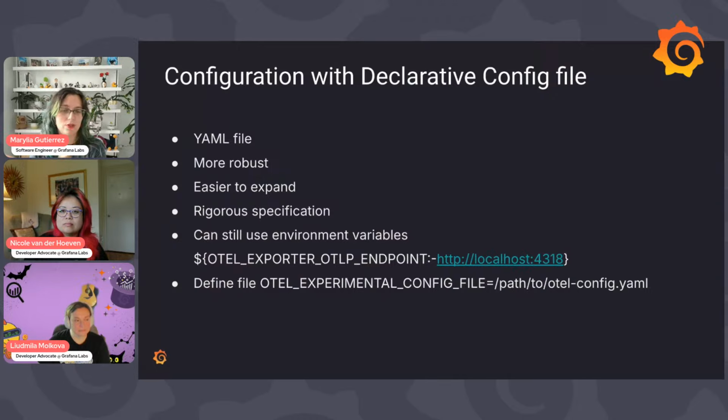If I don't have it, use this value instead. So for example, here are the endpoints, otherwise just use localhost. And how do you actually say that you want to use the file?